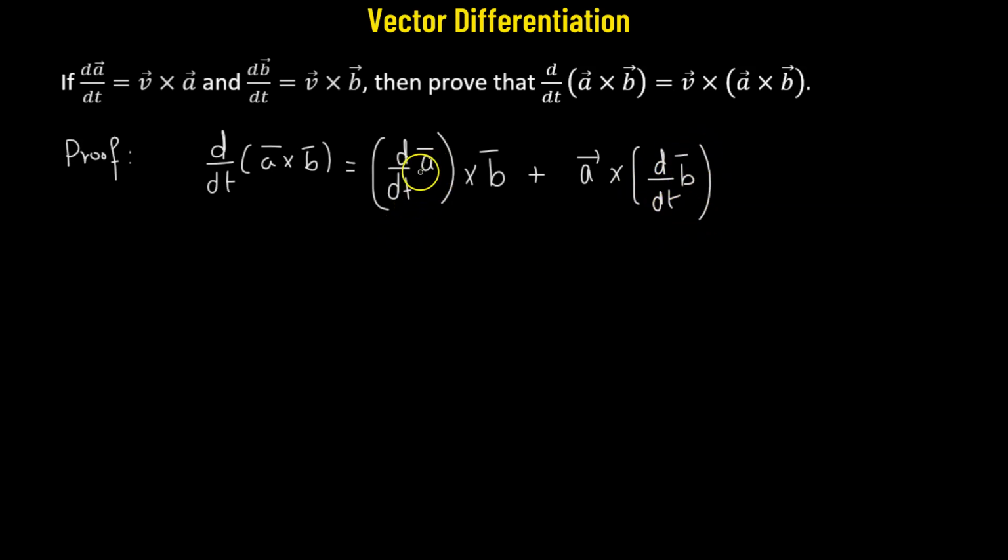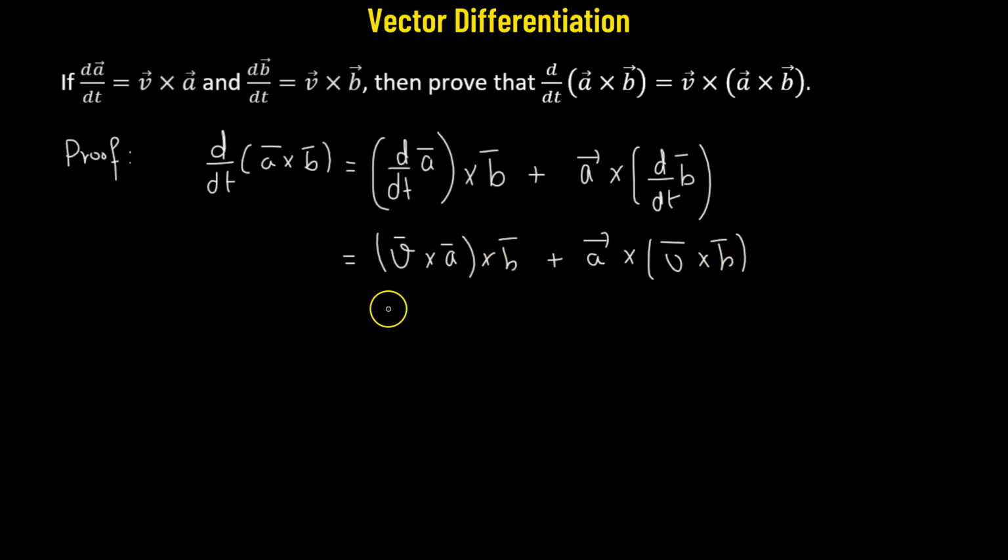Now we are provided with the derivative of vector A with t, so that's v cross A, so we will substitute with (v cross A) crossed B, plus vector A crossed with the derivative of vector B with respect to t, so that's given by v cross B.